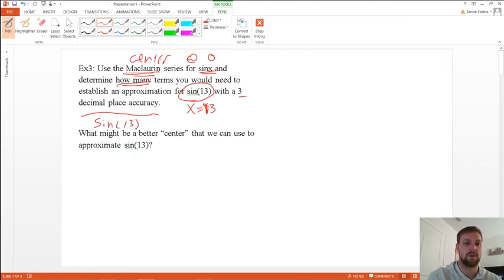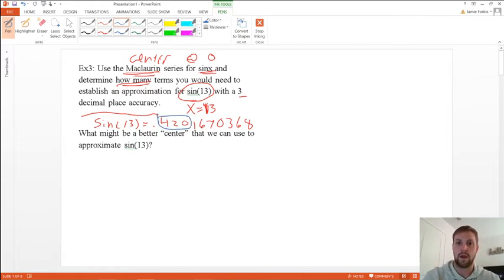Just to help us with this problem, sine of 13, if you do this in your calculator, is 0.420167038. Now the whole point of a Maclaurin series or a Taylor series is to create a polynomial that can estimate points within the interval of convergence. 13 is very far away from the center. So let's see how many terms we're actually going to need in order to make sure that the approximation is within 3 decimal places.